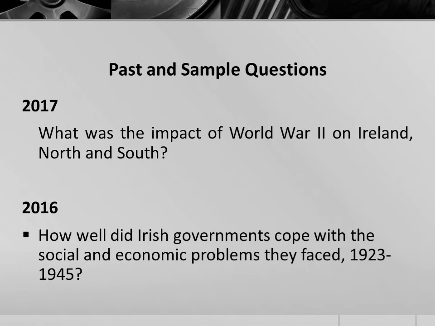2016, then you can see a question on Irish governments and the impact on society and economy between 23 and 45. Again, maybe a paragraph or so on the wartime economy would be sufficient there. So it's only part of the question, and obviously a main focus there beyond the Cumann na nGaedheal and Fianna Fáil governments and their economic and social policy between 23 and 32 and 32 to 39, but you'd have to give some paragraph or so on wartime economics as well.